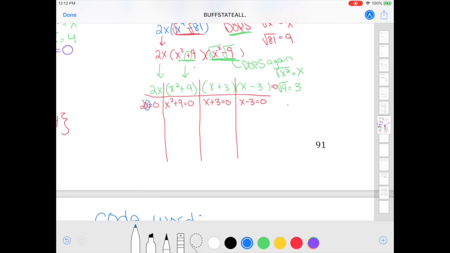To get x by itself, it's being multiplied by 2 right now. I'm going to divide both sides by 2. 0 divided by 2 is 0, and that's going to be one of my answers. Next one, I want to skip for a second and bring you over to the next one. To get x by itself here, I undo plus 3, so I subtract 3 from both sides, and I get x equals negative 3. And this last one, to get x by itself, to undo minus 3, I add 3 to both sides, and I get x equals positive 3.